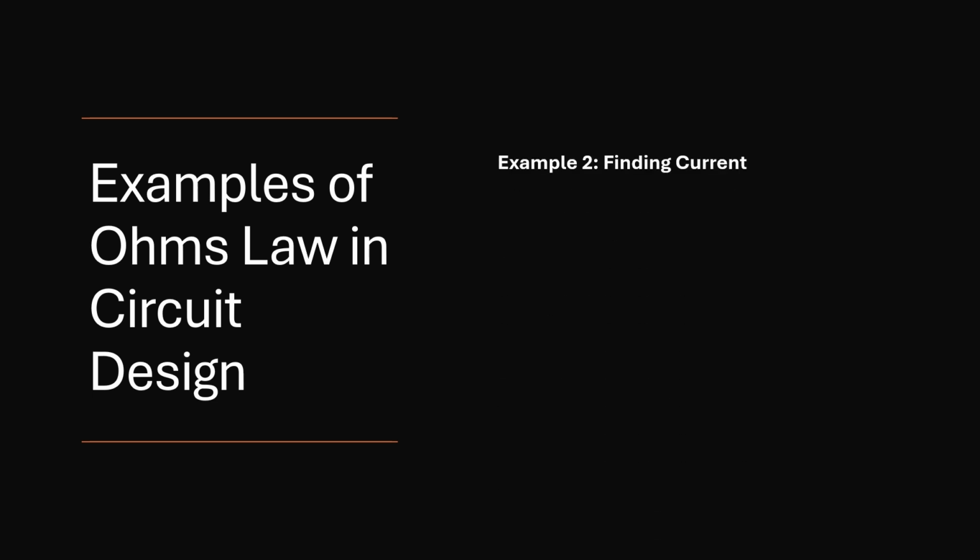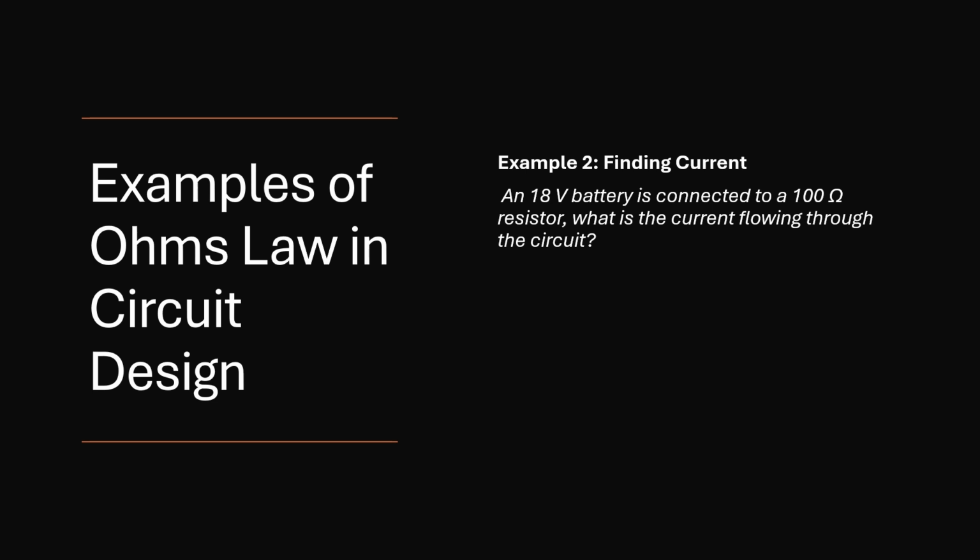Finding the current. Let's say you have an 18-volt battery connected to a 100 ohm resistor. What is the current flowing through the circuit? Use current is equal to voltage divided by resistance. 18 volts divided by 100 ohms. Therefore, current is equal to 0.18 amps or 180 milliamps. It's that simple.